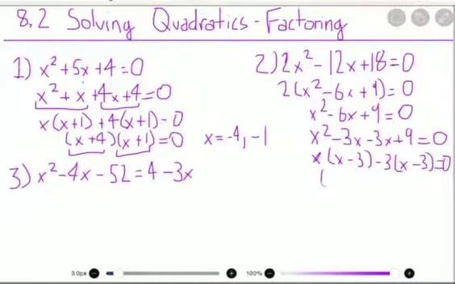So after this, we would get (x minus 3) times (x minus 3). And since both of the factors are the same, that means we only have one answer, which is x equals 3.